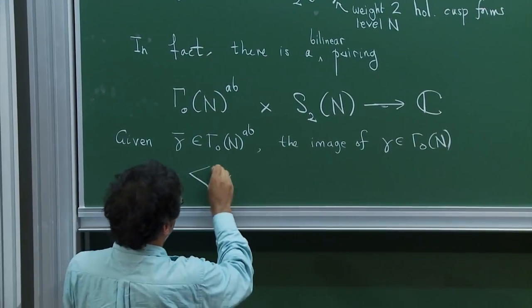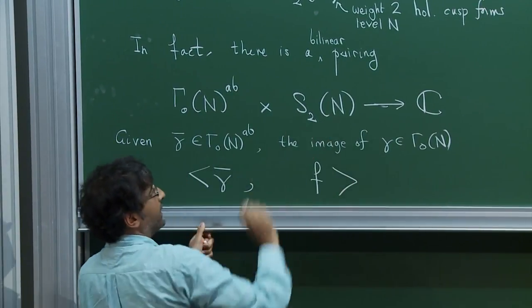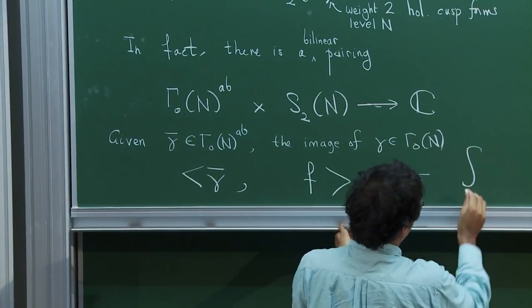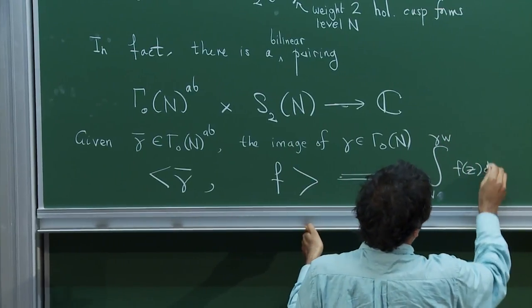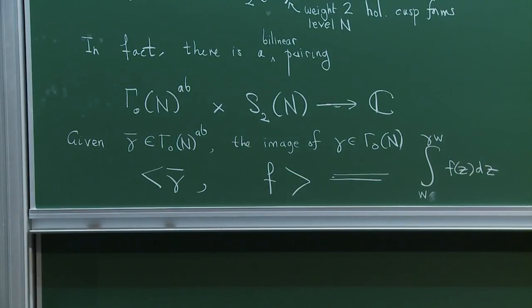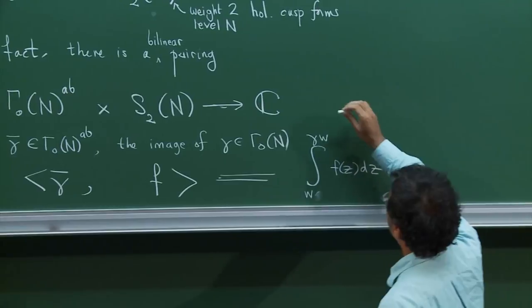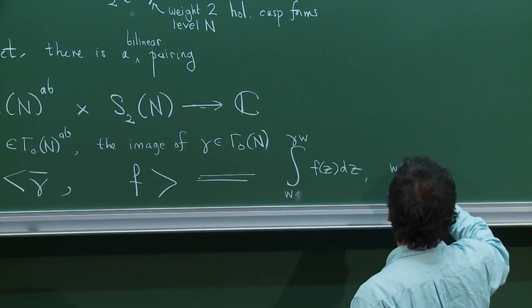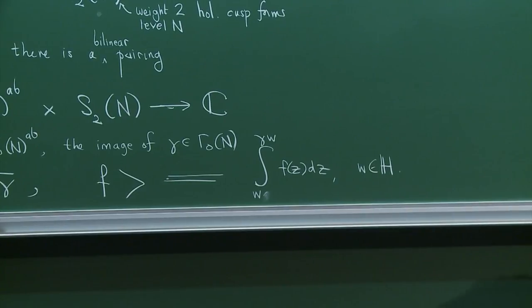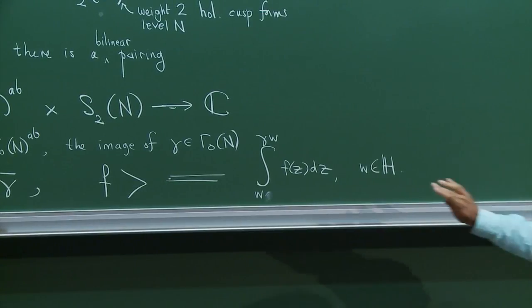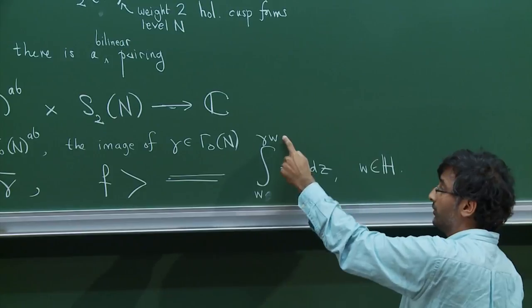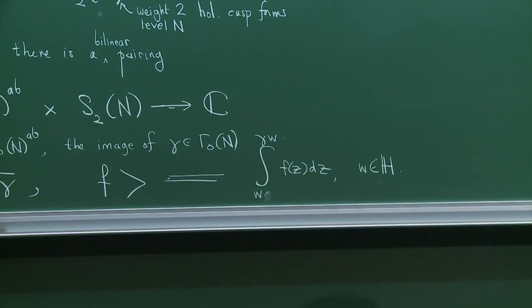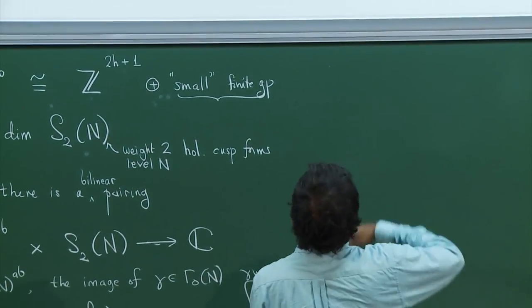So gamma, and you have a form f in here. You define this to be the integral from w to gamma w of f(z) dz. Here w is any element of the upper half plane. So this integral is independent of the choice of w. This means you take any path from w to gamma w. It doesn't matter which. You integrate this, and this gives you a complex number.